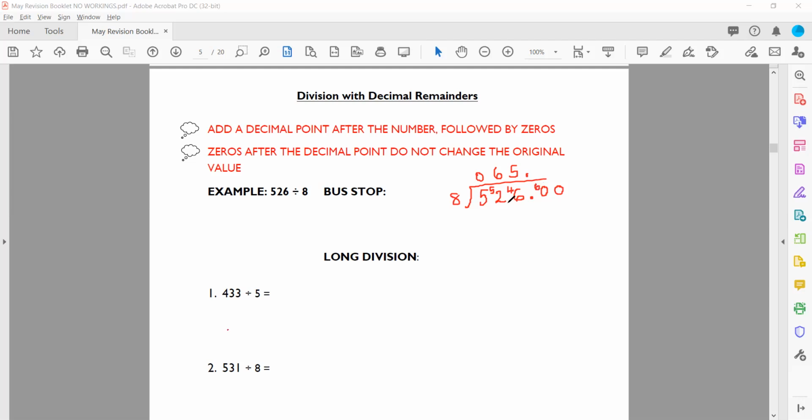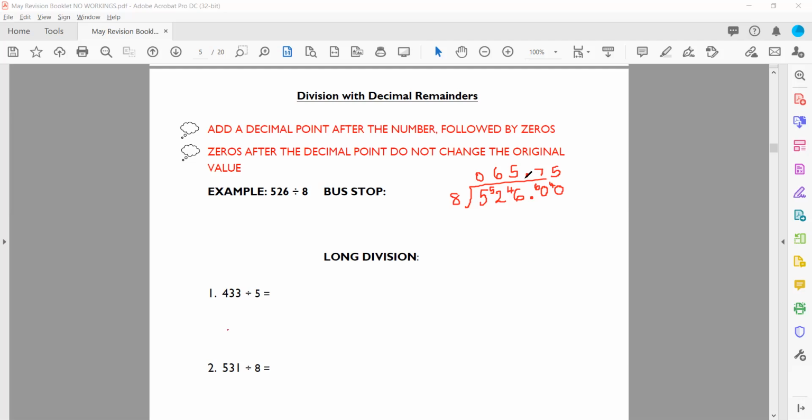So if I carry the 6 over, 8 will go into 60 7 times. 7 times 8 is 56, and that will give us a remainder of 4, which we can carry over onto the second 0, and 8 will go into 40 5 times, and that will give us the answer of 65.75.